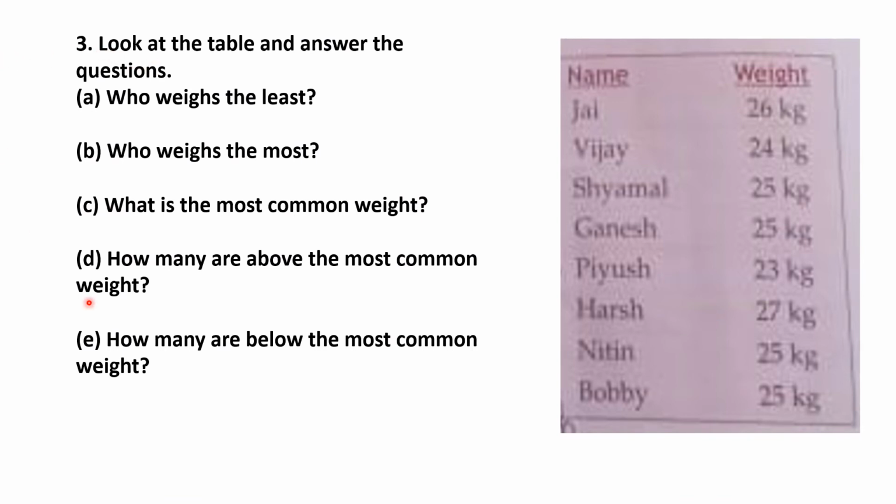Now children, see this question: look at the table and answer the question. Jay's weight is 24 kg, Shamlal's weight is 25 kg, Ganesh's weight is 25 kg, Piyush's weight is 23 kg, Harsh's weight is 27 kg, Nitin is 25 kg, and Bobby's is 25 kg. Now by seeing this data, you have to answer this question.